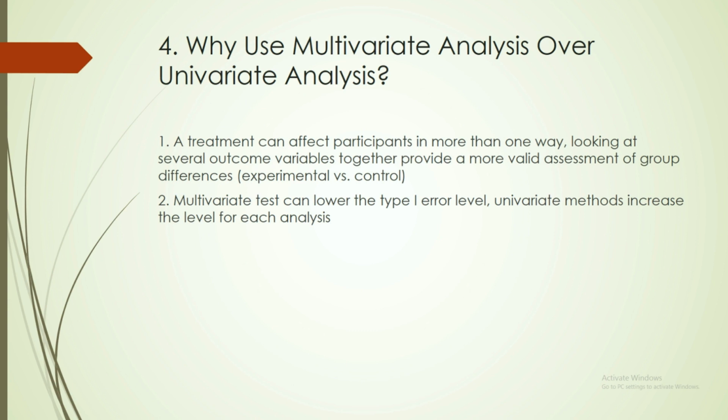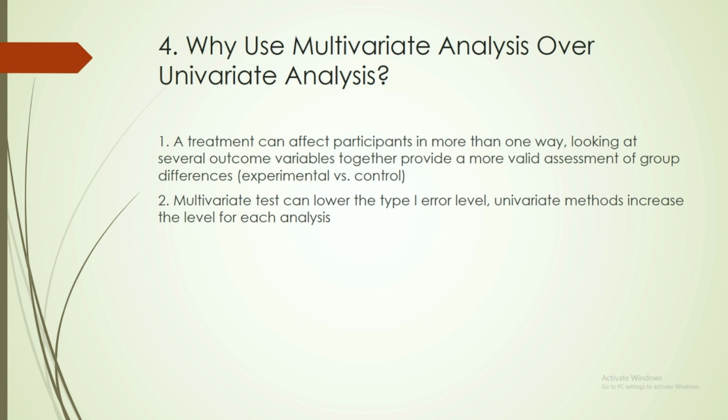The answer to this question is that sometimes when we have a study and we have a treatment that was imposed onto the population, this treatment might affect the individuals in many ways, in more than one way. So if we want to see a bigger picture of how a treatment affects the individuals in a population, we need to see several outcomes and how they're affected at the same time.